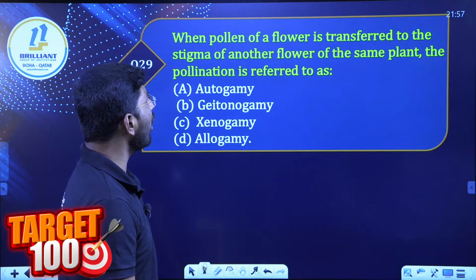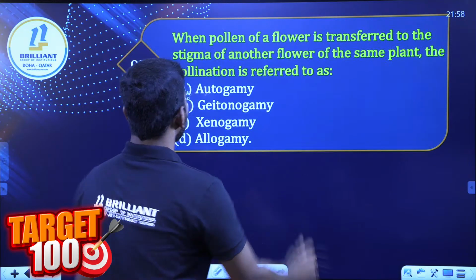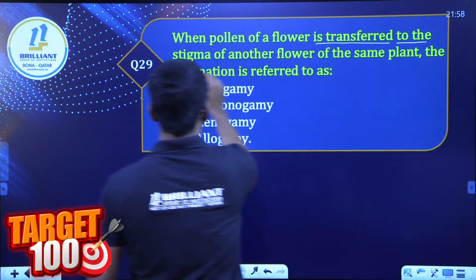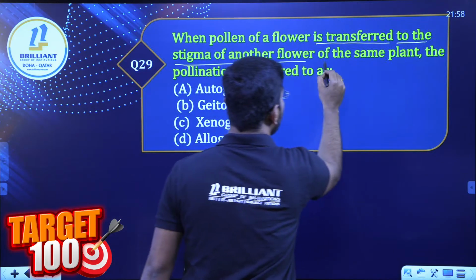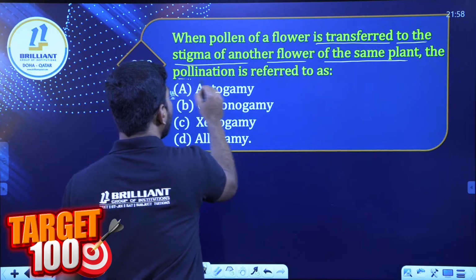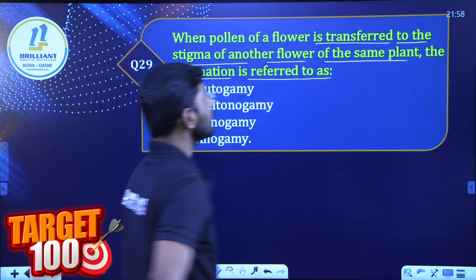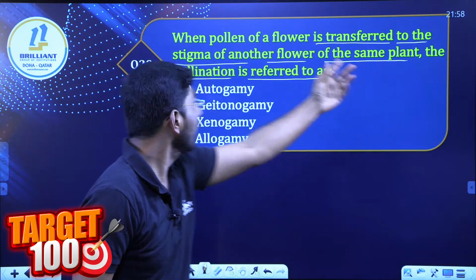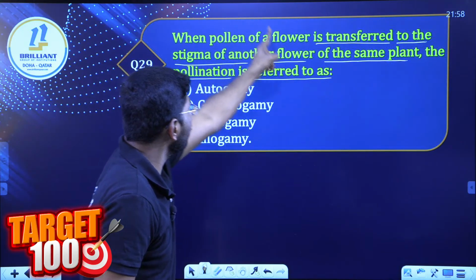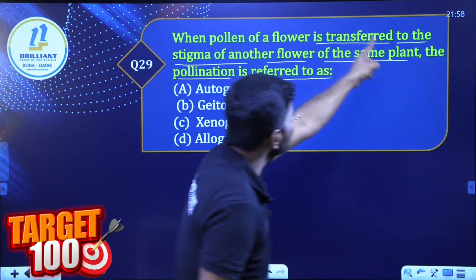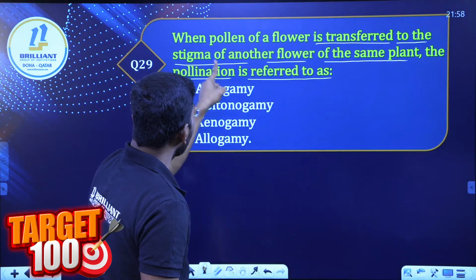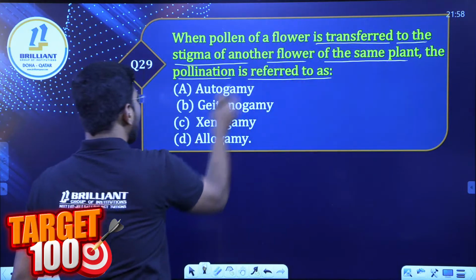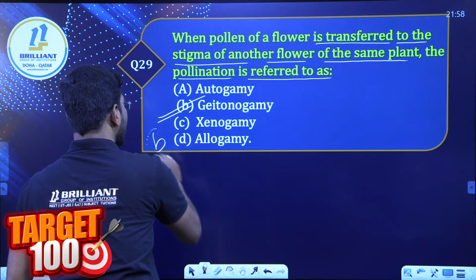Next. When pollen of a flowering plant is transferred to the stigma of another flower of the same plant, the pollination is referred to as. Simple question, very easy question. Anybody? So simple, I can write geitonogamy.